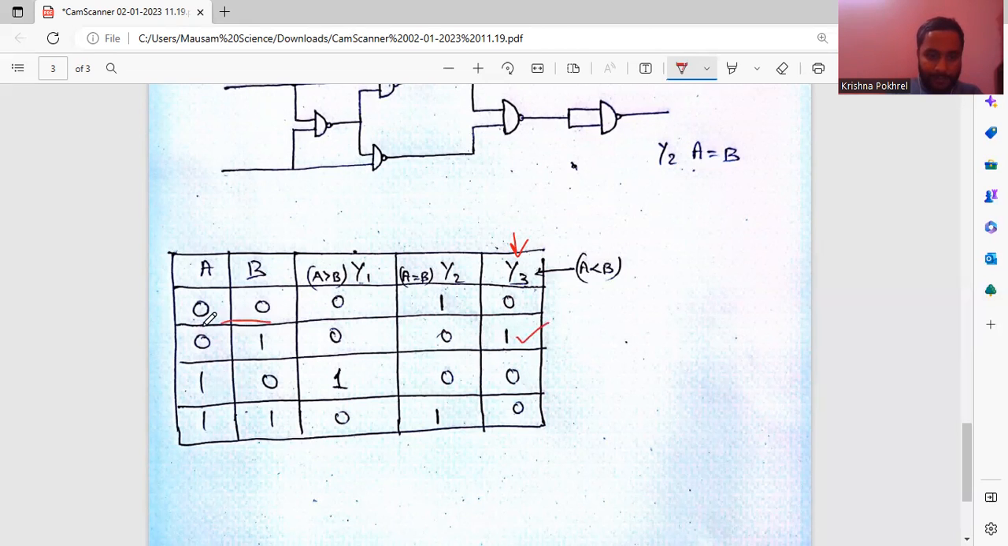In the case of A and B, 0 and 1, that means B is greater than A. B is greater than A for this term. That means this is fulfilled.